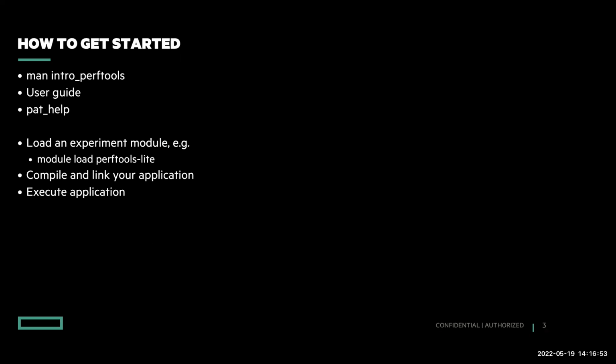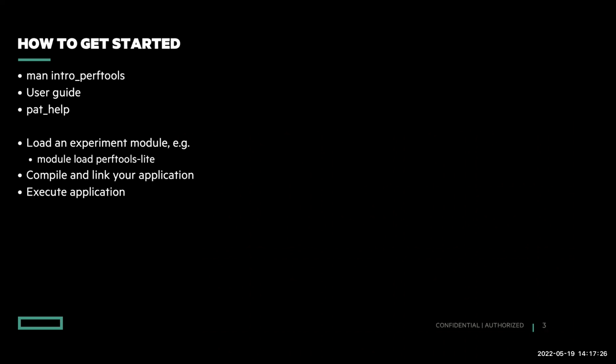And so what you'll end up with after you build your application is two executables. One is your original executable name, and that original executable name is now your Perftools instrumented binary. And then the second executable will be basically the original executable name plus orig, short for the original executable.